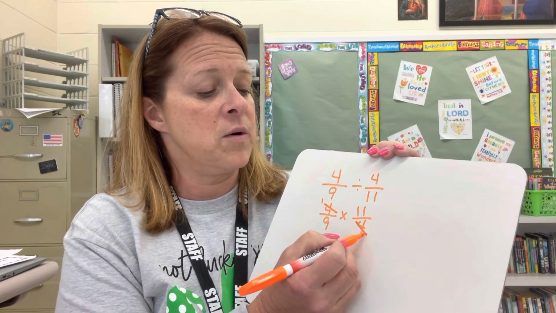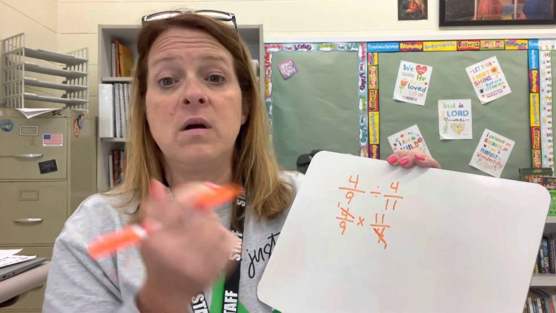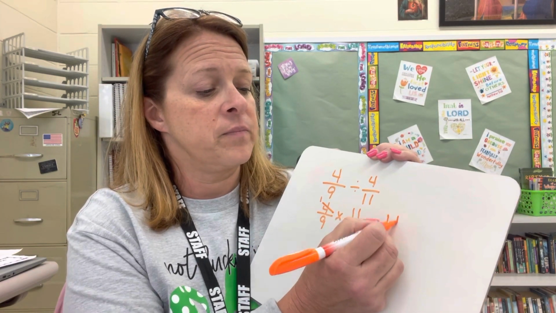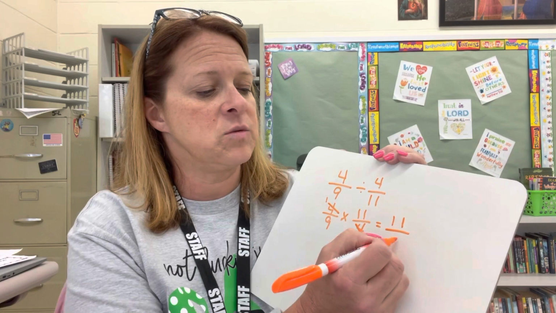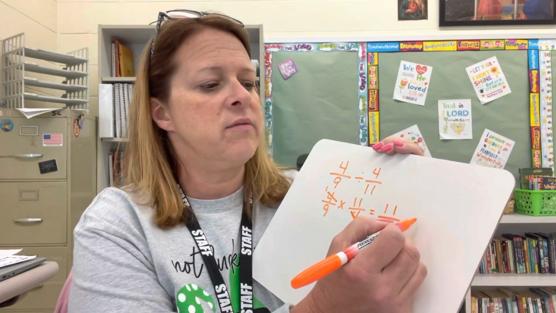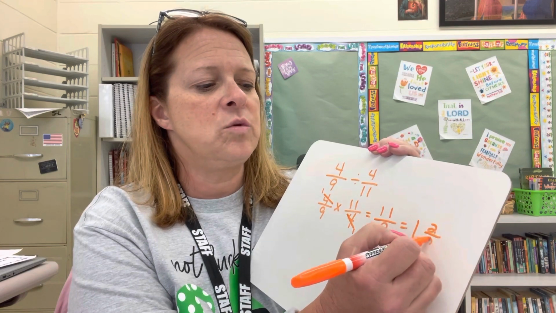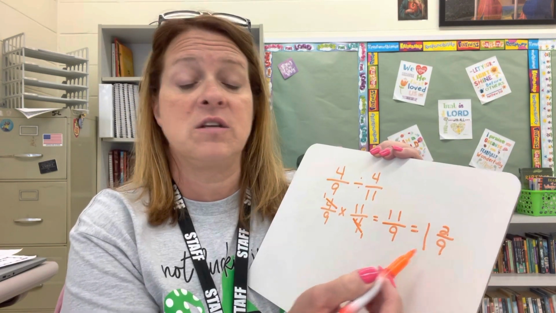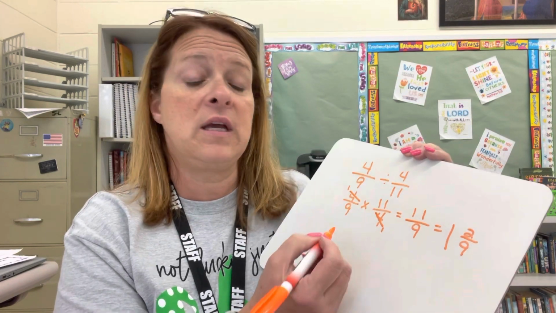I can get rid of both of those, divide them by 4, and now I have 1 and 1. 1 times 11 equals 11. 9 times 1 equals 9. And then I change that. 9 goes into 11 one time with 2/9 left over. And I don't have to simplify that fraction. I already simplified it over here.